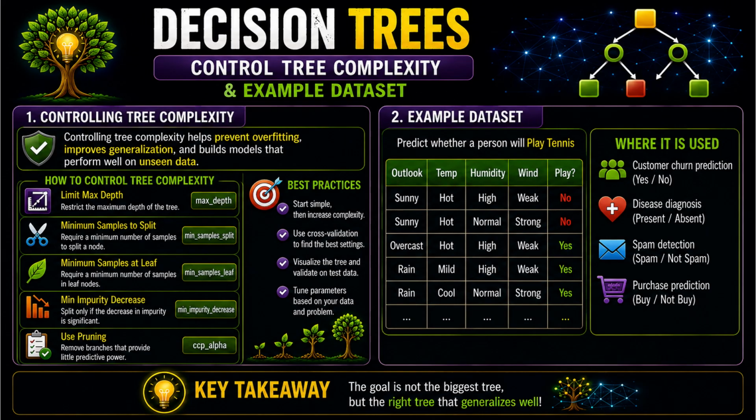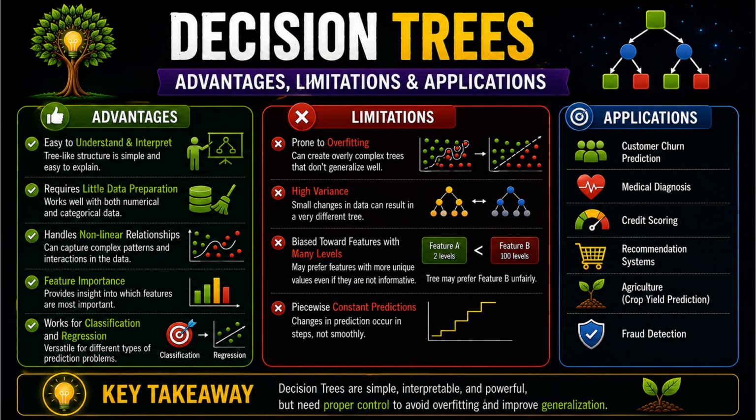So an example data set could be like this. It could be used in a number of places like customer churn detection, which we will see later. The advantages of decision trees are that they are easy to understand and interpret, require little data preparation, and handle nonlinear representation, the complex patterns. They provide feature importance, showing which features are more important in the data set, and work for both classification and regression.